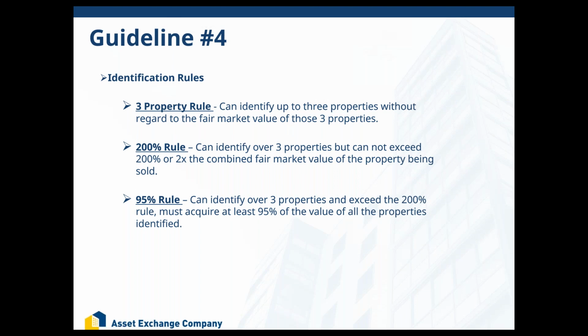You can exceed the 200% rule, but you must acquire at least 95% of the value of all the properties that you identified. Now, I know that's probably about as clear as mud, right? Like I said, it doesn't make a lot of sense. But let me show you all the examples of how the numbers work, especially with this last one, the 95% rule. I think once I show you how the examples work with the numbers, it's going to make sense to you.